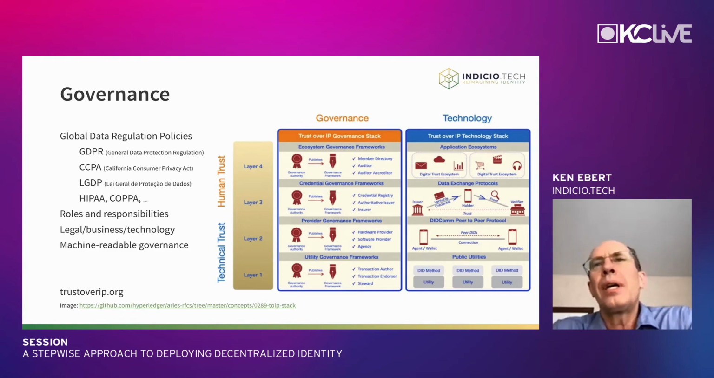At Indicio, we're putting some effort into machine-readable governance so that we can adopt trusted issuers into the framework without having to recompile our agents and be able to, in an easy way, determine what is an acceptable verification. The Trust over IP organization is the area where this type of effort is being discussed and standardization is being worked on.